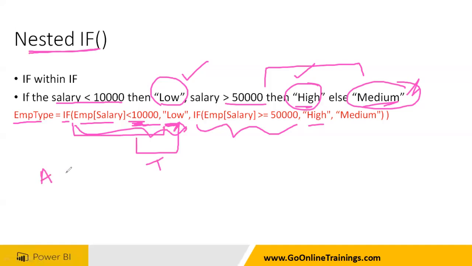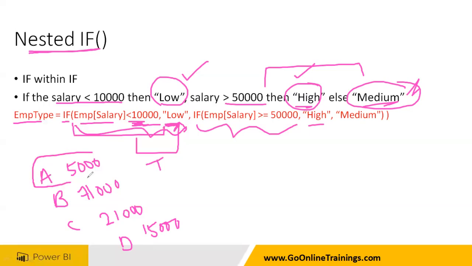A salary, let us say 5,000. B salary, let us say 11,000. Or 71,000, like that. Let me have C salary as 21,000. D salary, let us say 15,000, like that. I have some data. Now, if the employee salary is lesser than 10,000, this condition is true because it is less than 10,000. So immediately it will be displayed as low. That's fine.